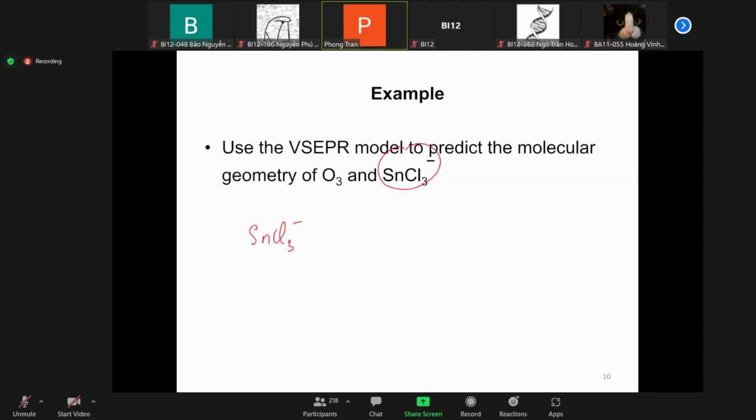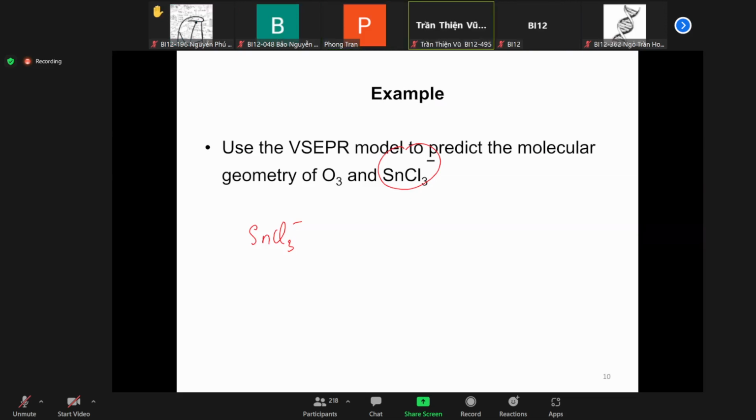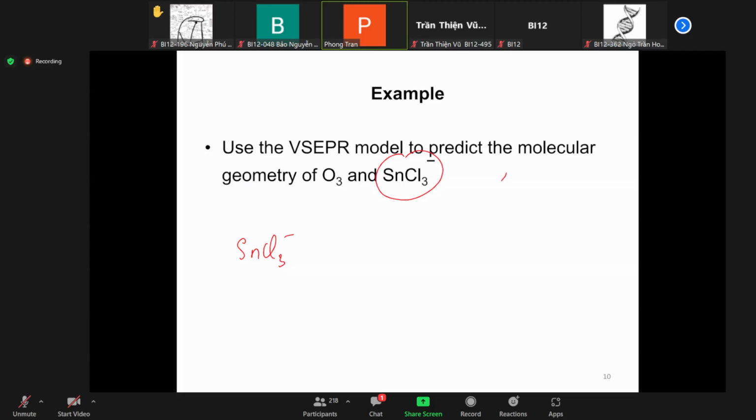So, what could be the geometry of this compound? So let's predict the geometry of this compound and also the value of the angle Cl, Sn, Cl. Okay.